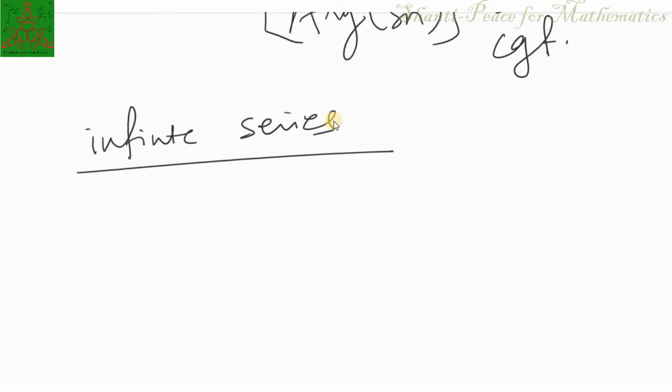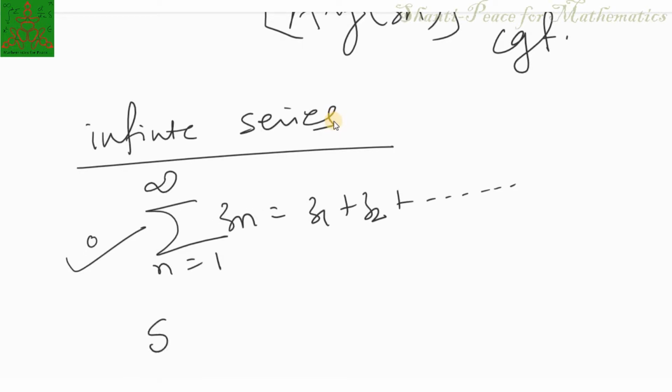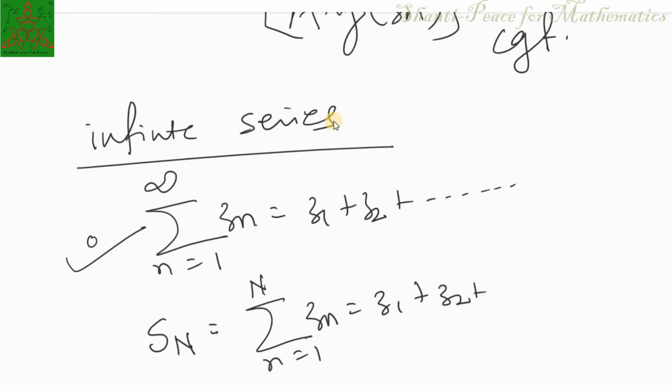Now the next thing we have is about the infinite series. You know that the sum of a sequence is known as a series. So summation of n running from 1 to infinity of Zn will be Z1 plus Z2 and so on. This is known as a series. This series is convergent if its sequence of partial sums is convergent. So if I define Sn, where I am denoting capital N, which is the sum of n running from 1 to capital N of Zn, which is nothing but the sum of the first N terms.